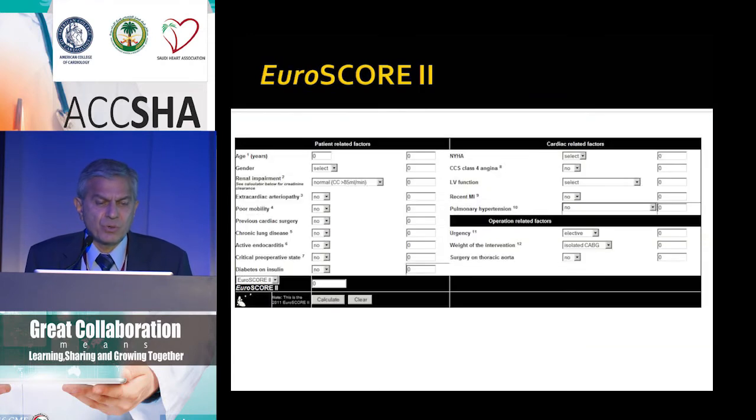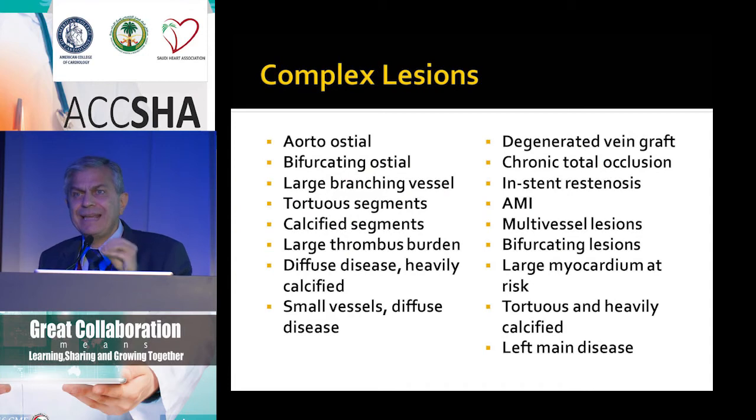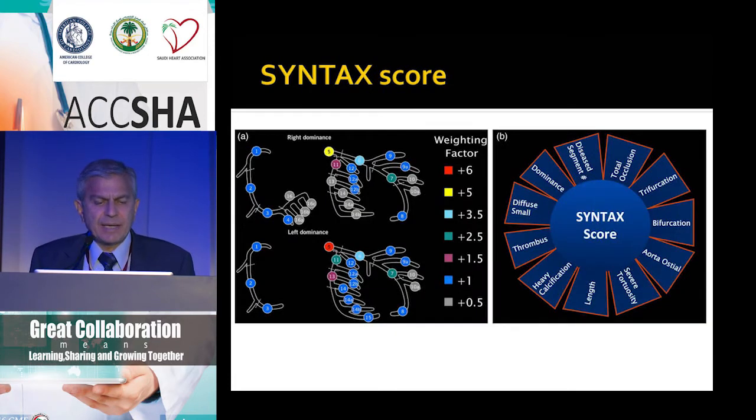There is also the EuroSCORE 2. And for complex lesions in the cath lab, there is the well-known SYNTAX score. The SYNTAX score has helped us differentiate the low score versus the high score. The high SYNTAX score makes us go to surgery because the data has been clear, as you see down here. And the low SYNTAX score makes us go either way. So this has been quite helpful and quite validated.